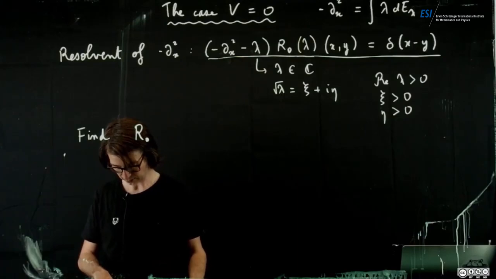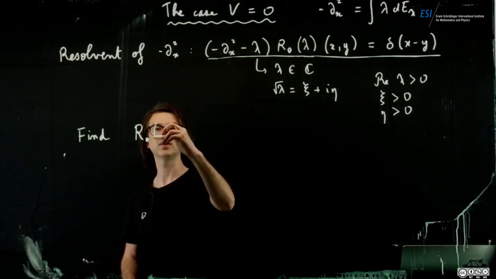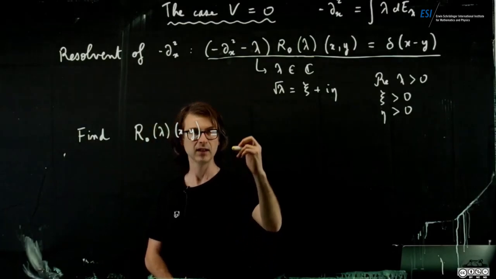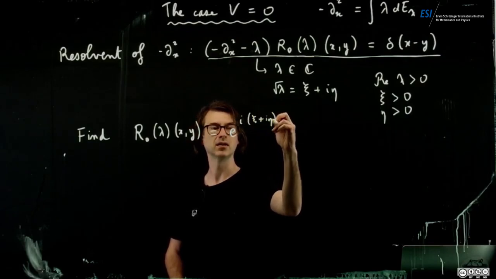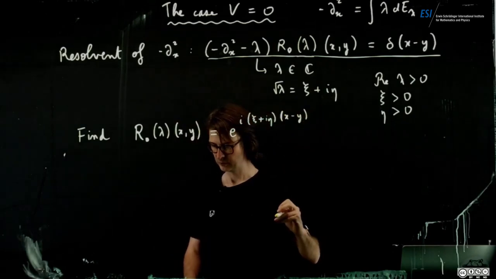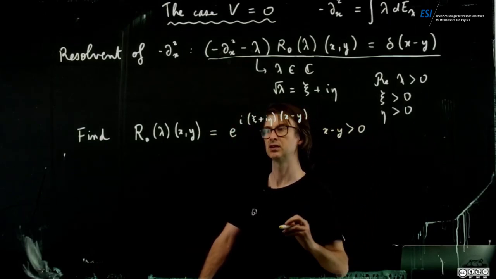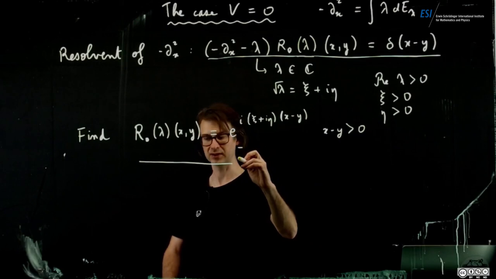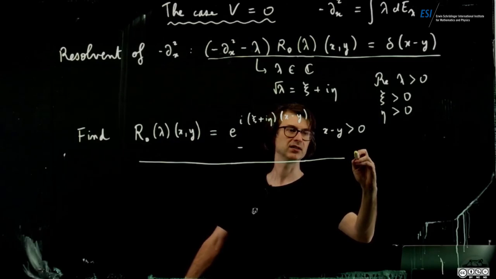So let me get the convention right. R0 of lambda of x, y is e to the i xi plus i eta times (x minus y) if x minus y is positive, and the same thing with a negative sign if x minus y is negative.